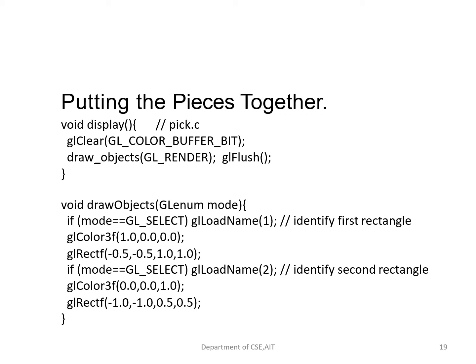Assuming that we have already set up the viewing condition for the normal rendering during the initialization or in the reshape callback, the display callback will be of the following form, where we are going to have the draw objects. That means the draw object will be going for the GL render. We are going to render all the objects.